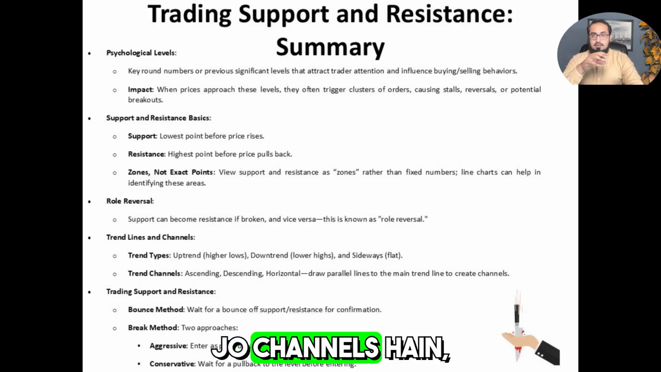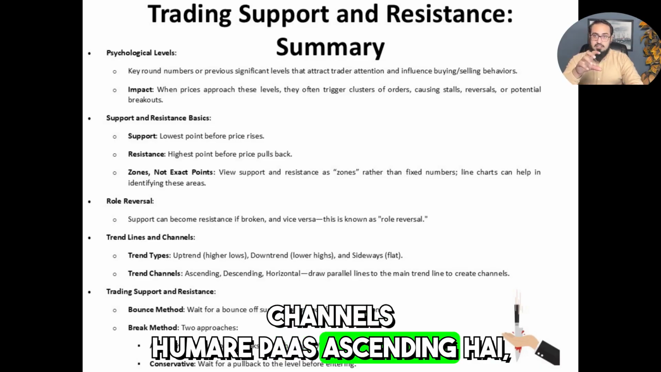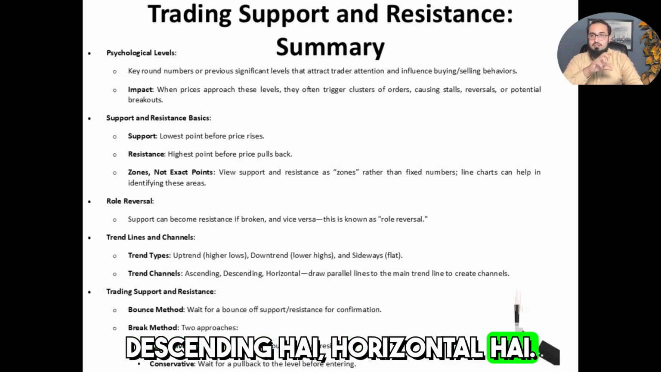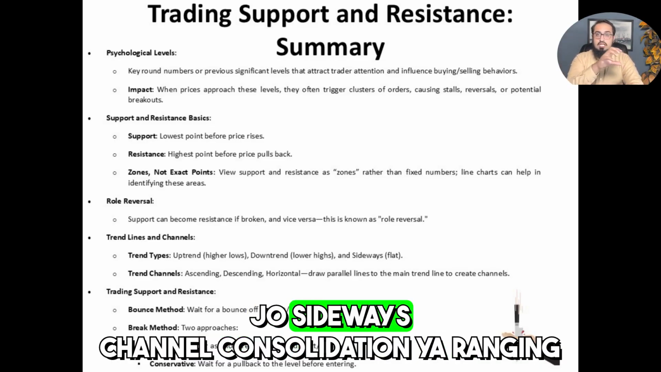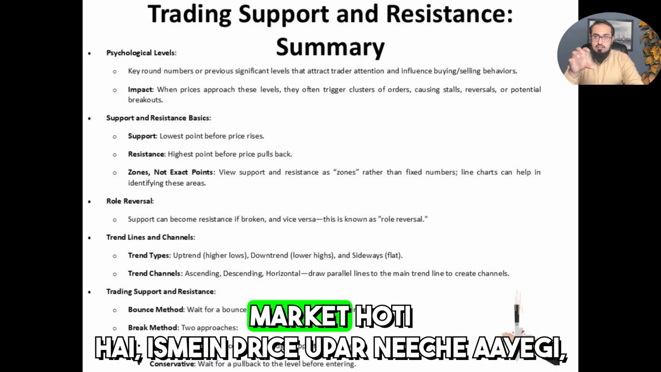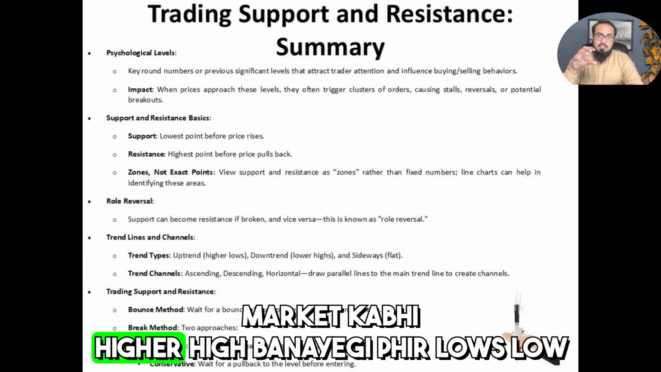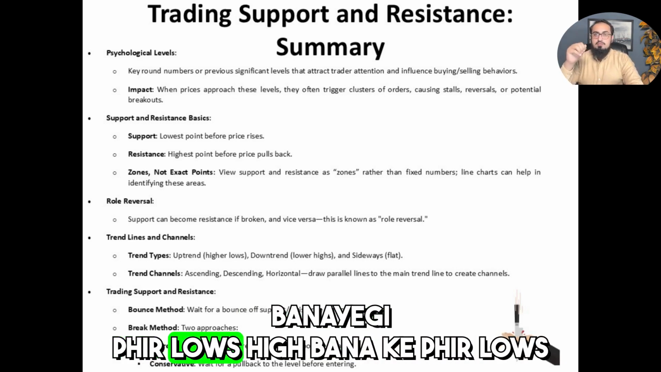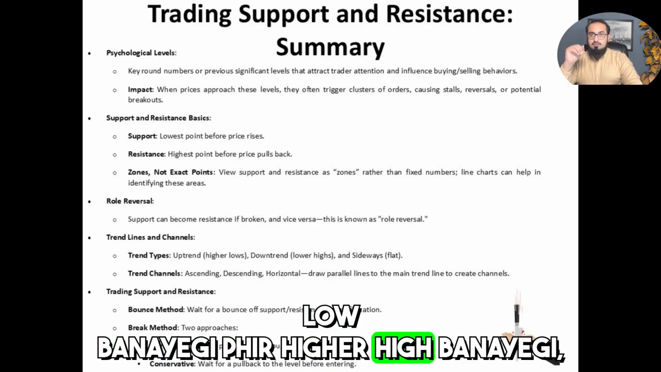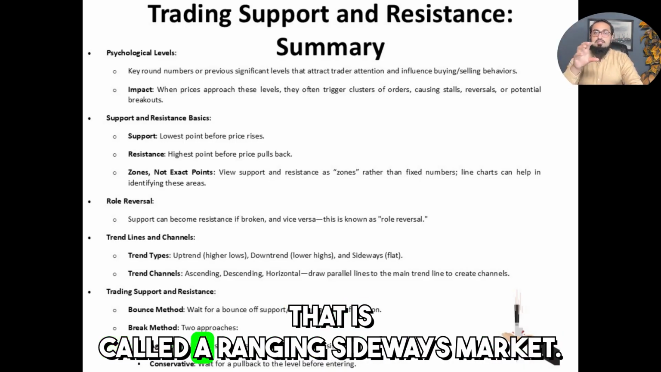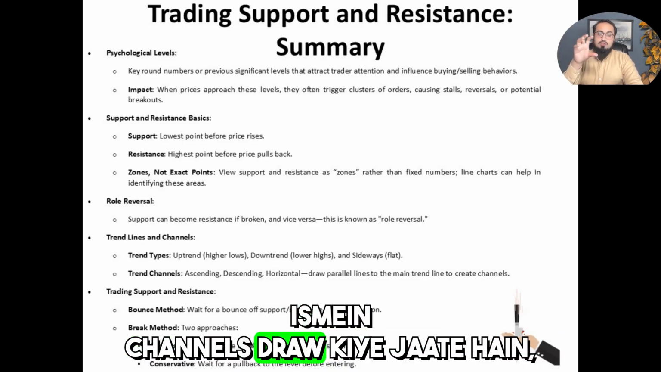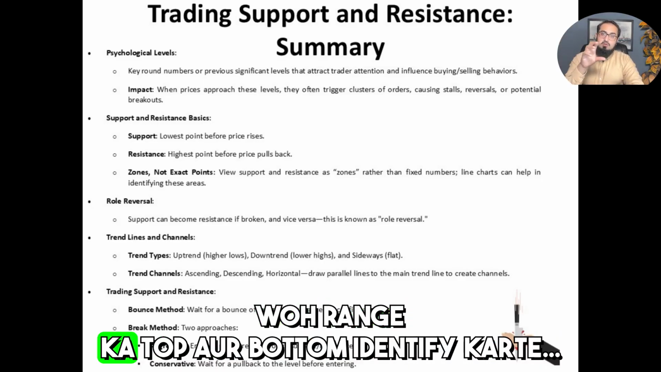Then there are channels. We have ascending, descending, and horizontal. Horizontal is the sideways channel, a consolidation or ranging market, where the price will move up and down. You will not be able to draw a trend line. In some markets, a higher high will form, then a lower low, then another high, then a lower low, and then a higher high. That is called a ranging sideways market. Channels are drawn in it, and the top and bottom of that range are identified.